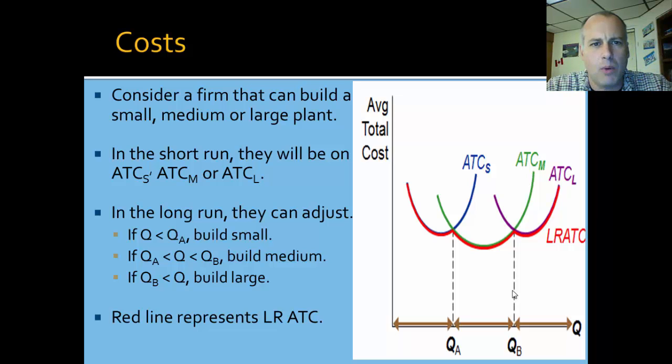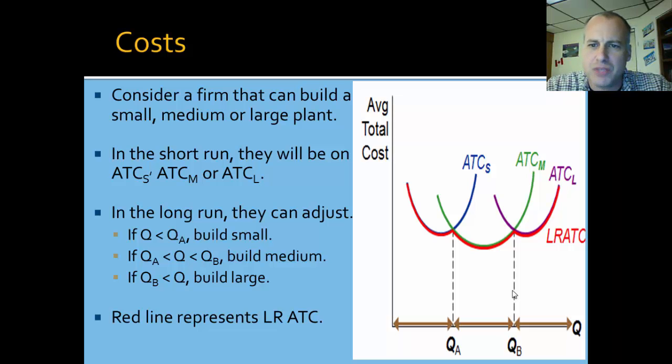So let's think a little bit more about the long run and consider a firm that can build a small, medium, or large manufacturing plant, or if you wanted to think about it as a small, medium, or large apple orchard. Once they decide what size of an orchard or manufacturing plant to build, they're going to put themselves onto a short-run average cost curve. If they build a small one, the way we represent this in our diagram is average total cost subscript S. ATC subscript M represents a medium-sized manufacturing plant, and ATC subscript L represents a large manufacturing plant.